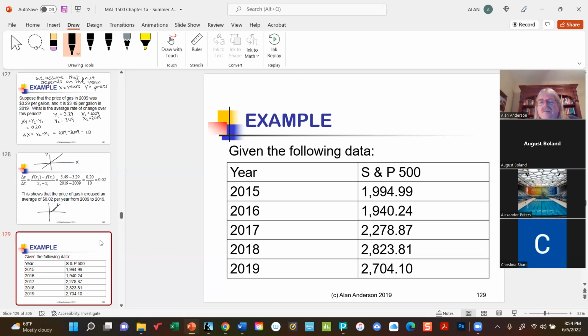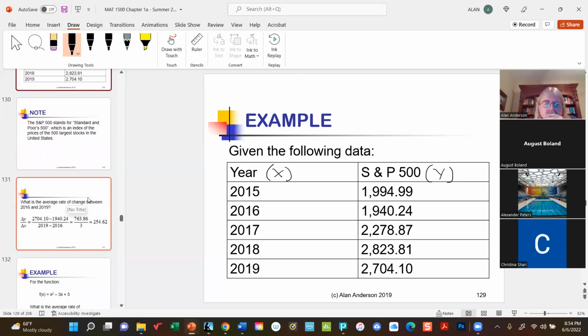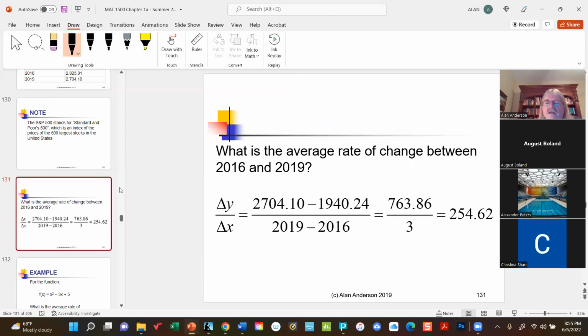So if I want to calculate the average rate of change, and again, here we're assuming that the year is X and the S&P 500 is Y, we're going to calculate the average rate of change over those years by using the same formula. Oh, sorry, the question actually asked for the change between 2016 and 2019. So the change in X will be 3. And if you look at the table, this is the S&P 500 in 2019, and this is the S&P 500 in 2016. The change is $763.86. So the average increase over that period is about $254.62 per year.